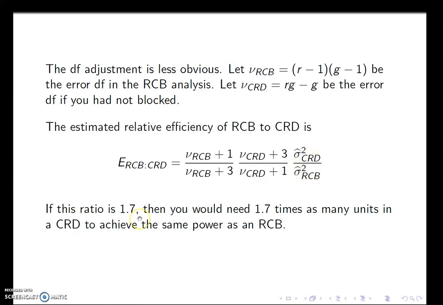So for example, if your ratio ends up to be 1.7, just picking a number out of the air, then you would need 1.7 times as many units in a CRD to achieve the same power you get using a randomized complete block. So that's nice. And say you get a 5, then you'd need 5 times as many units in a CRD to achieve the same power as a randomized complete block. That's kind of an extreme example, I'd say.